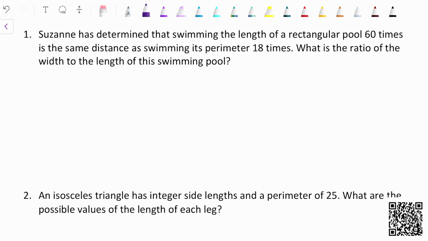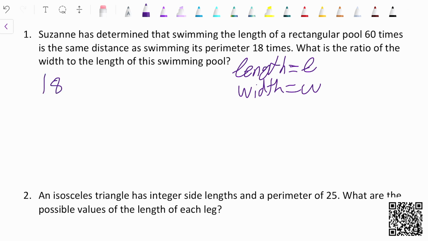So, if swimming the length of a rectangular pool 60 times is the same as swimming its perimeter 18 times, since the perimeter of a rectangle is 2L plus 2W, we'll get a formula, saying that the length is equivalent to L and the width is equivalent to W. So we'll get an equation similar to this: 18 times 2L plus 2W is equivalent to 60L. So we get this equation.